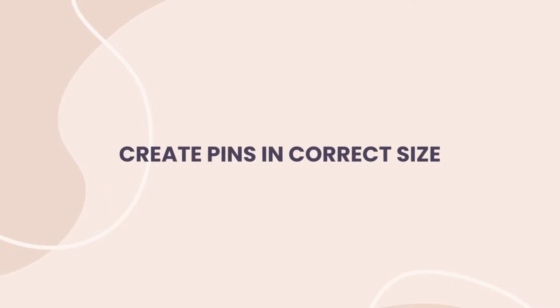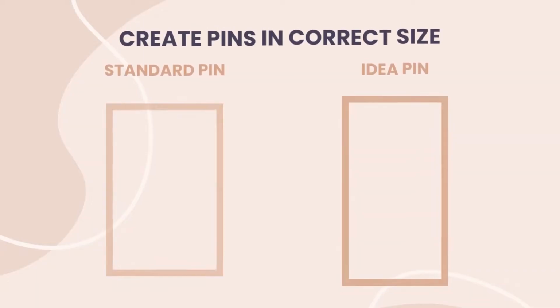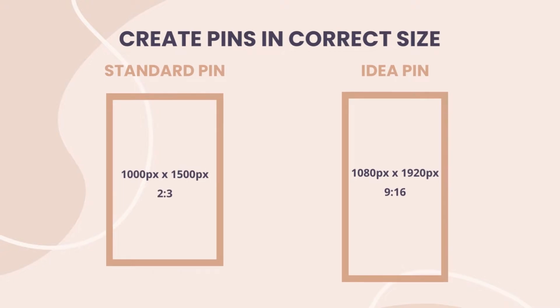So the first tip is to create pins in the correct size. Creating pins in the correct size is also very important to achieve success on Pinterest. Vertical pins perform the best on Pinterest. According to Pinterest best practices, Pinterest recommends vertical pins with a 2:3 ratio, ideally sized 1000 pixels by 1500 pixels for standard pins. For idea pins, the ideal size recommended by Pinterest is 1080 pixels by 1920 pixels, where the aspect ratio is 9:16.